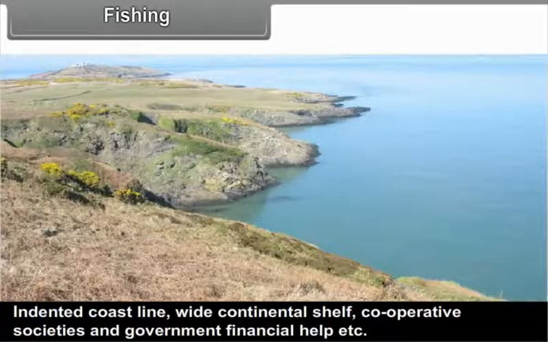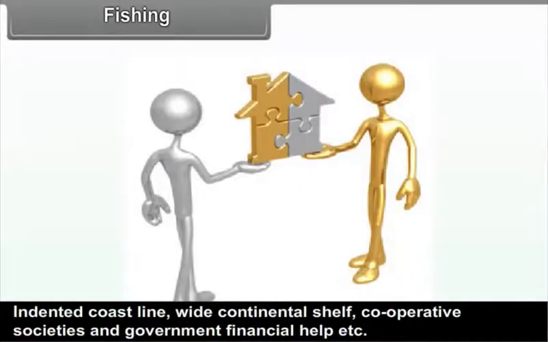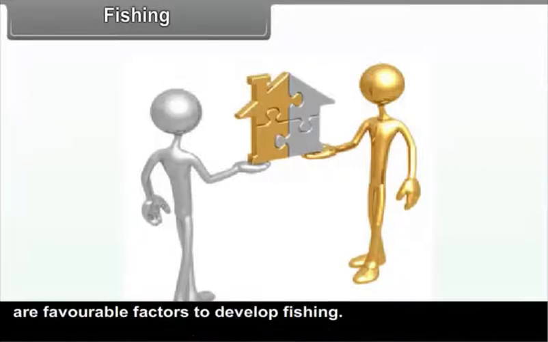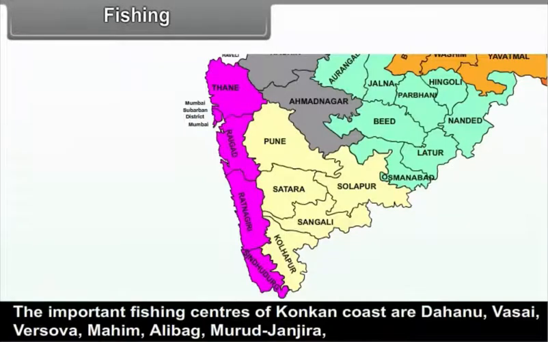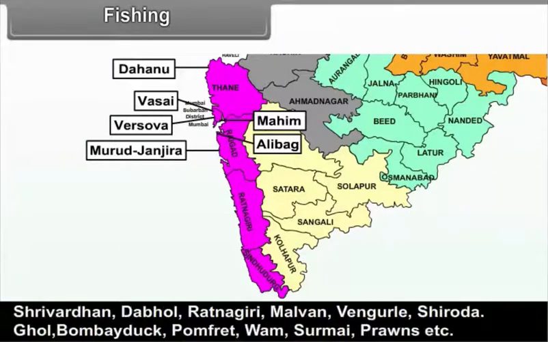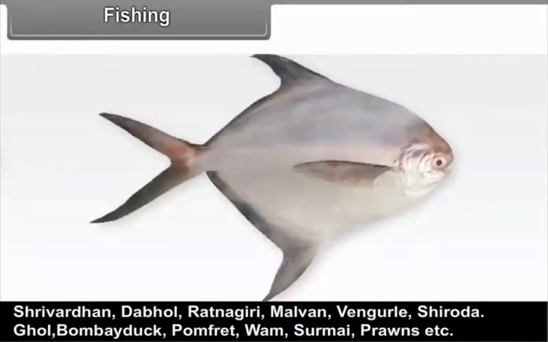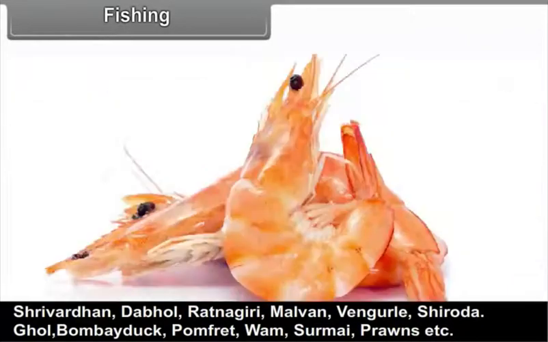Indented coastline, wide continental shelf, cooperative societies and government financial help etc. are favorable factors to develop fishing. The important fishing centers of Konkan coast are Dahanu, Vasai, Versova, Mahim, Alibag, Murud, Janjira, Shrivardhan, Dabhol, Ratnagiri, Malwan, Vengorle, Shiroda. Ghol, Bombay duck, pomfret, worm, surmai, prawns, etc.